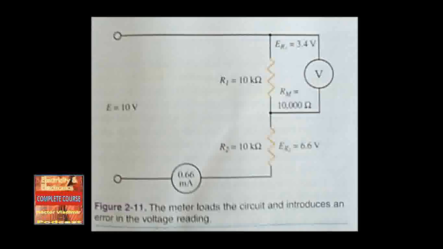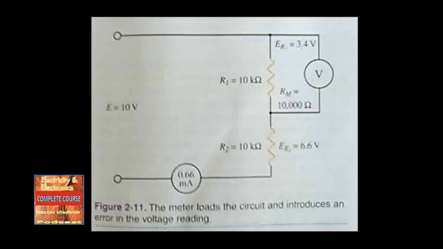In figure 2-11, two 10,000 ohm resistors form a voltage divider circuit across the 10 volt source. The voltage drops across R1 and R2 are 5 volts each. If a meter with a sensitivity of 1000 ohms per volt on the 10 volt range is used to measure the voltage across R1, the meter resistance will be in parallel with R1. Solving parallel circuits is explained in depth in Chapter 7.